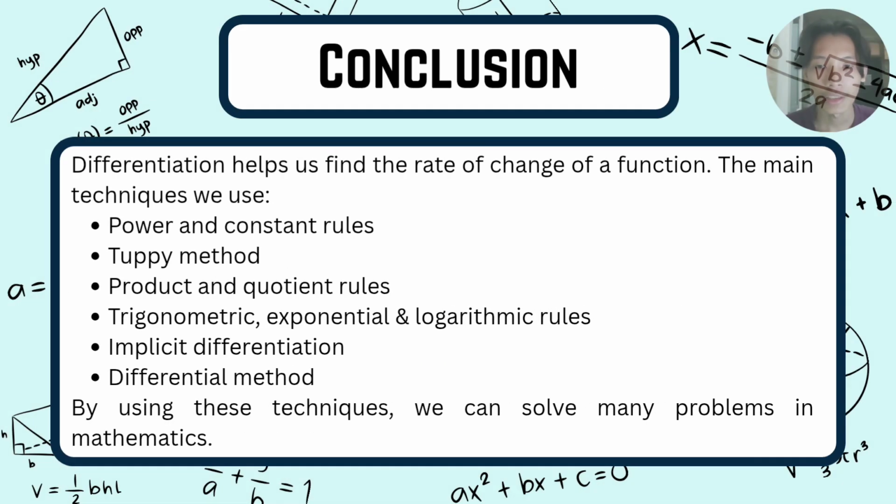In conclusion, differentiation helps us find the rate of change of a function. We use techniques like the power rule, product and quotient rule, trigonometry, exponent and logarithmic rules, as well as implicit differentiation and the differential method. By applying these techniques, we can solve many mathematical problems effectively.